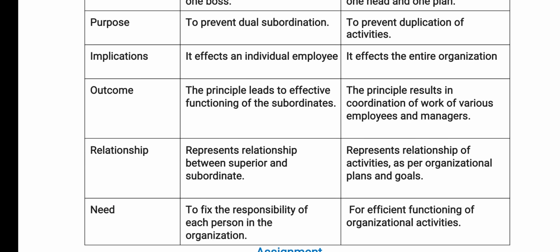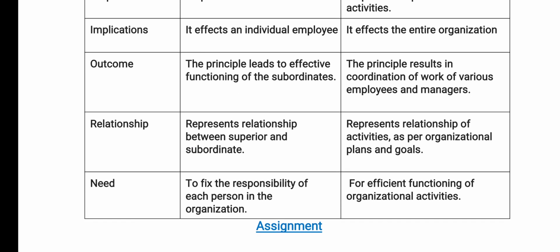The relationship in command is between superior and subordinate, whereas in direction it is as per organizational plans and goals. The need for unity of command is to fix the responsibility of each person in the organization, whereas unity of direction is needed for efficient functioning of organizational activities.